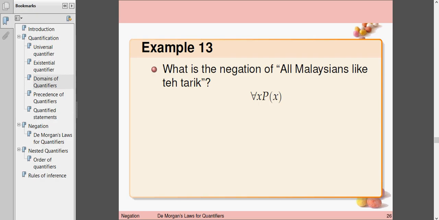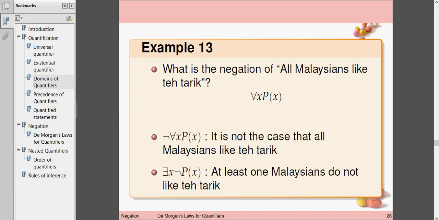So if we say that all Malaysians like Titanic, we need to know the negation for it. All Malaysians, that's why we write for each x, B(x), that means all Malaysians like Titanic. So if I need to have the negation, the first statement means it is not the case that all Malaysians like Titanic. If we use this one, at least one Malaysian does not like the Titanic. So here is not the case that all the Malaysians like Titanic.